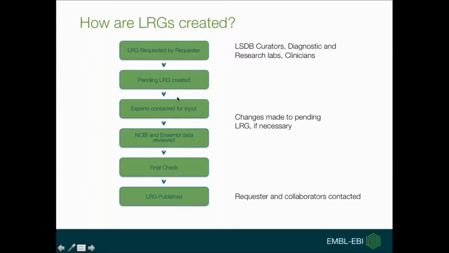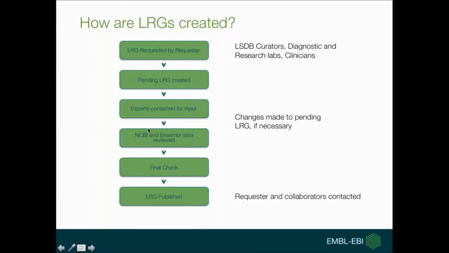This record undergoes curation. First, experts are contacted for input. The purpose is to make sure that we have included the most suitable reference sequences for reporting variants at that given locus. Experts can help us answer that question. In addition, we, the curators, review all the known NCBI and Ensembl data on that particular gene.